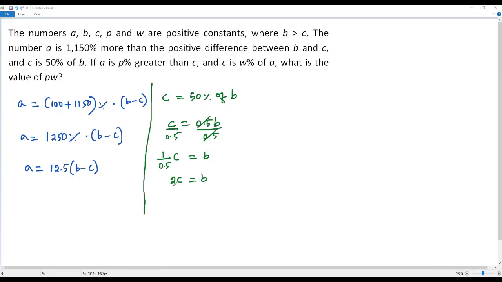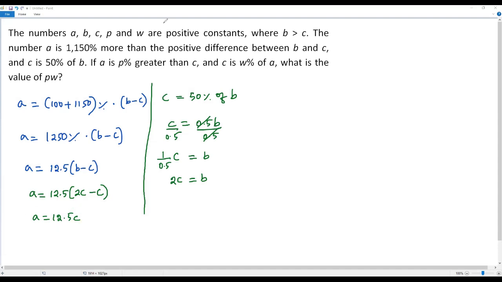Okay, now what we can do is we can plug in this 2C for B over here to simplify this equation further. Then I'm getting A equals 12.5 times 2C negative C. I just plugged in 2C for B over here. Then I'm getting A equals 12.5 times, when I simplify this one, 2C negative C is just C. Okay, here I got the value of A in terms of C, that is A equals 12.5 times C.